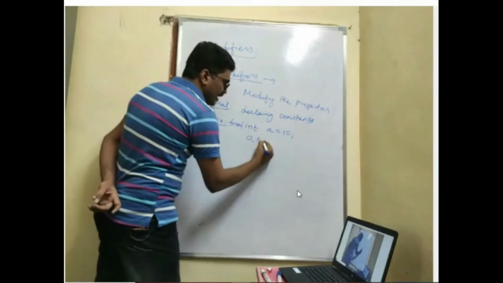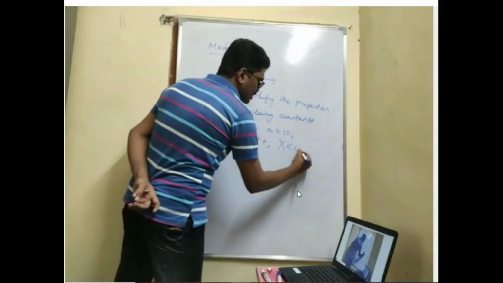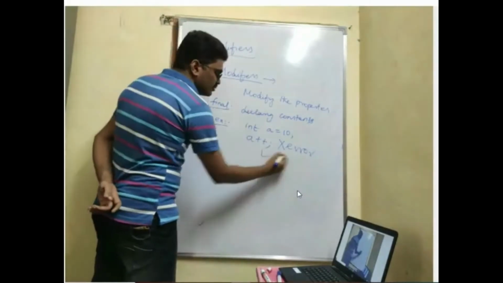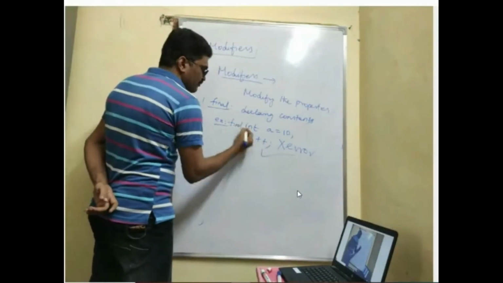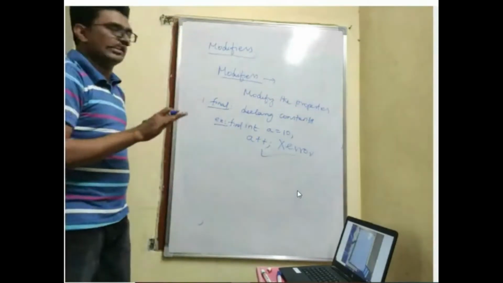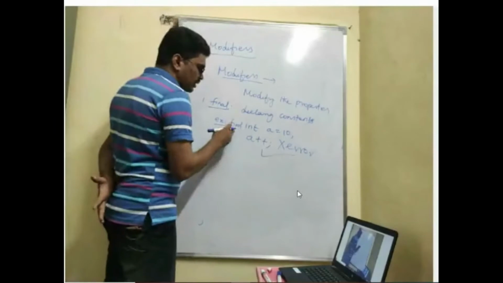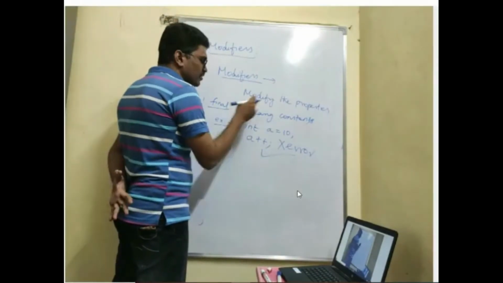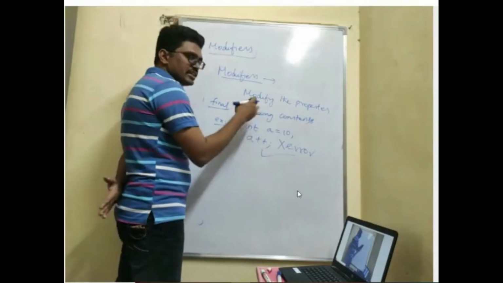Now if I say a++, I get an error because I cannot modify a constant. If this is not there, this is valid. If I put the keyword final, this is not valid, it is an error. So that is modifiers. They change the property. If I put a final keyword, I cannot modify the value of a. The final keyword is used for declaring constants in your program.